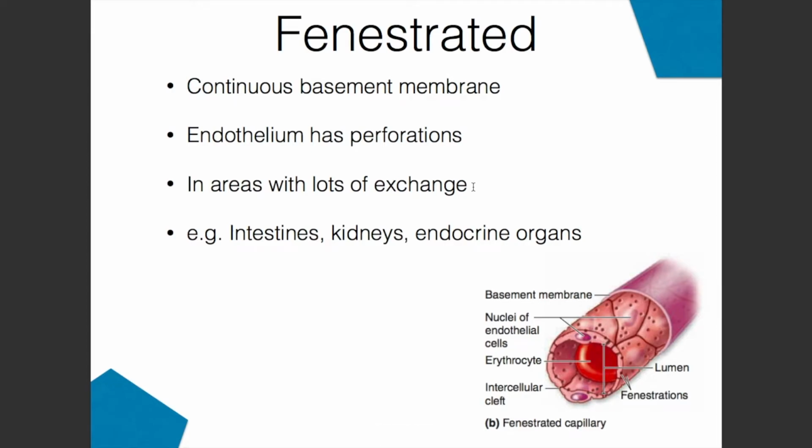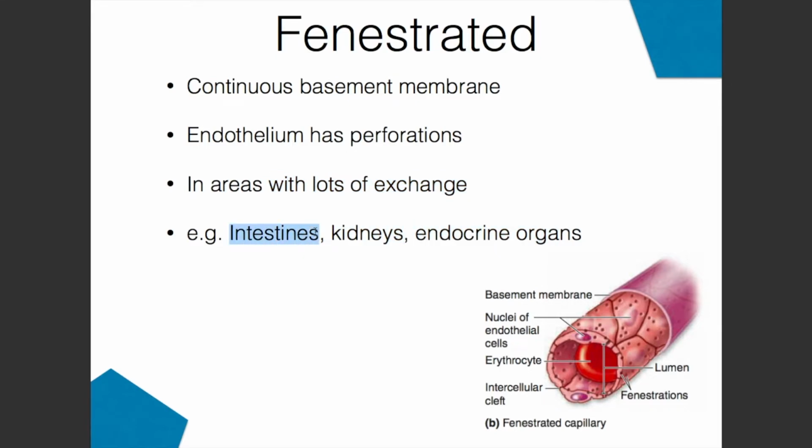Second type of capillaries are fenestrated capillaries. Now, fenestrated capillaries have a continuous basement membrane. However, they don't have a continuous endothelium. Their endothelium has perforations. So these tiny little perforations or fenestrations are there to allow exchange in and out more. So it's in areas where you find lots of exchange. So for example, in the intestines, in the kidneys and endocrine organs.